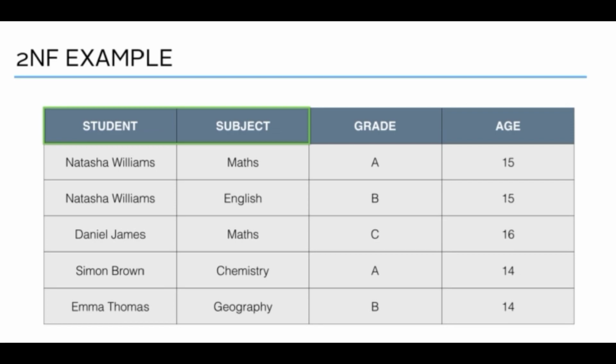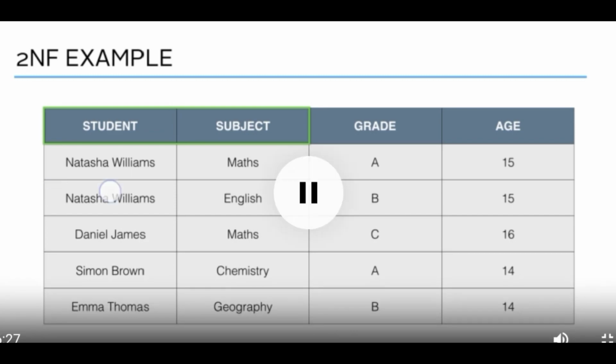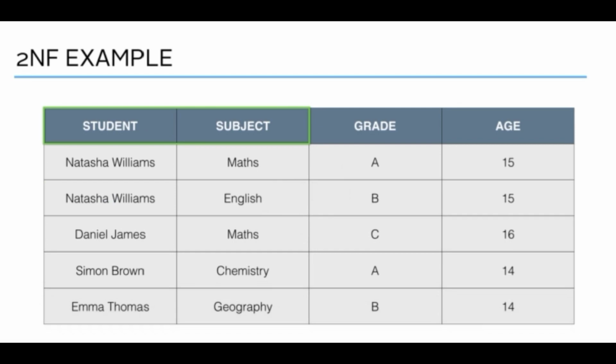Now we need to check the age column. Well, the age column does depend on the student, so we need the student to be able to tell what their age is. We need to say Natasha Williams to be able to say she's 15, and we need the student name Daniel James to be able to say he's 16. But we don't need the student subject. The fact that Natasha Williams takes maths and English doesn't have any impact on her age at all. So this age column is dependent on the student, but it's not dependent on the subject. So it is not dependent on the whole of the primary key. This table is in fact not in second normal form.